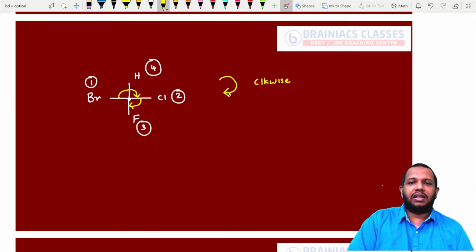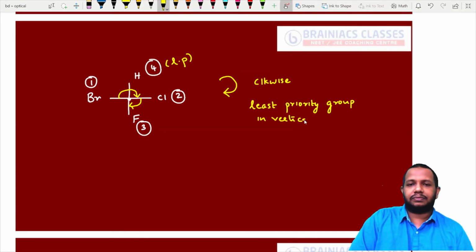Now the next step is to check whether the fourth priority group, the least priority group, is present on the vertical line or horizontal line. Now it is present on the vertical line. So I can say the least priority group is present on the vertical line, and it is clockwise. So vertical, clockwise. Then I have a shortcut for you.